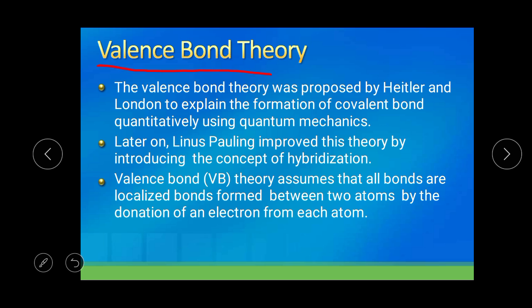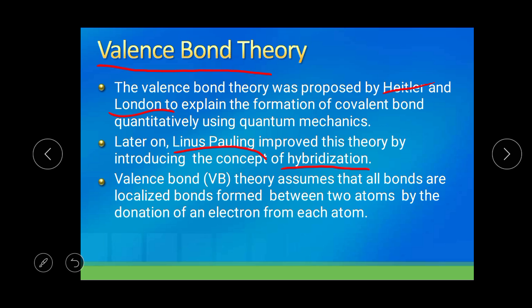In this theory, it was proposed by Heitler and London, and later it was further developed by Linus Pauling, and he explained the concept of hybridization. So in today's class we are going to discuss VB theory and hybridization.